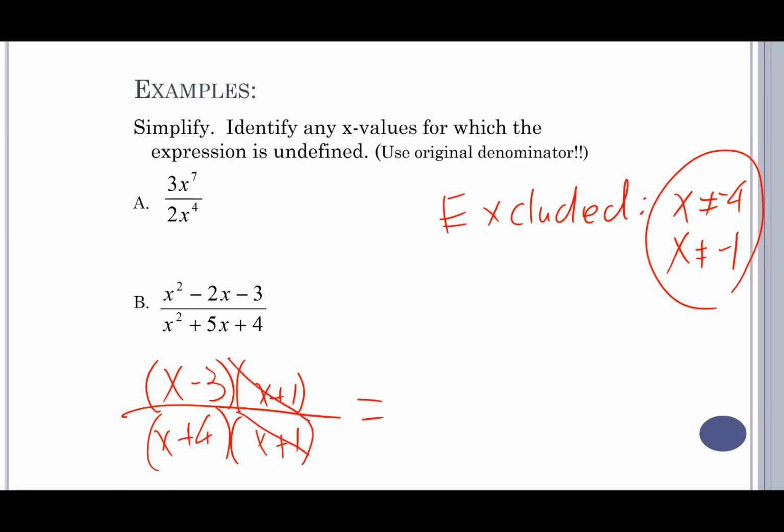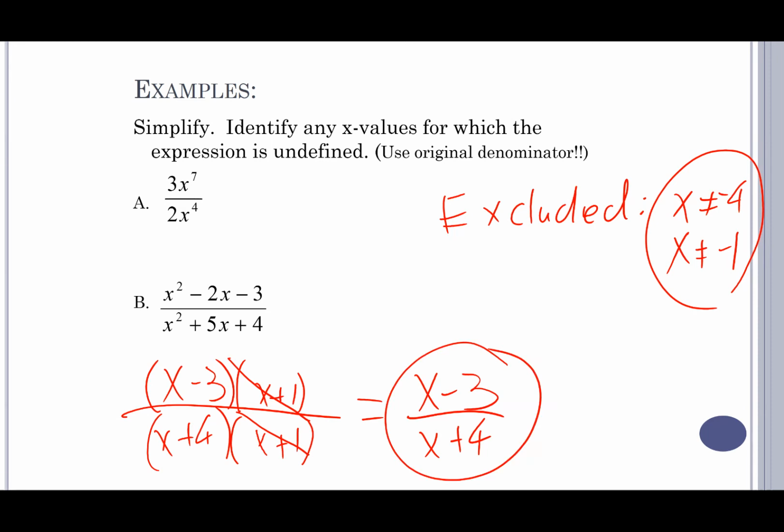Now I can cancel both of them out because they're exactly the same factor, right? They're in their own little parentheses. They cancel out because they're the exact same thing. So the x plus 1s cancel out completely, leaving me with x minus 3 on top and x plus 4 on bottom. All right, and that is your simplified version.